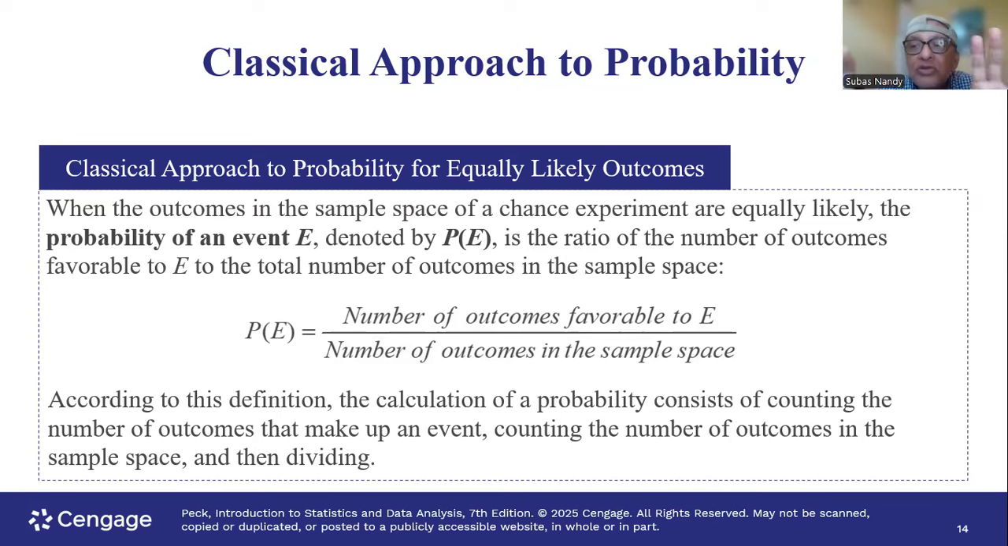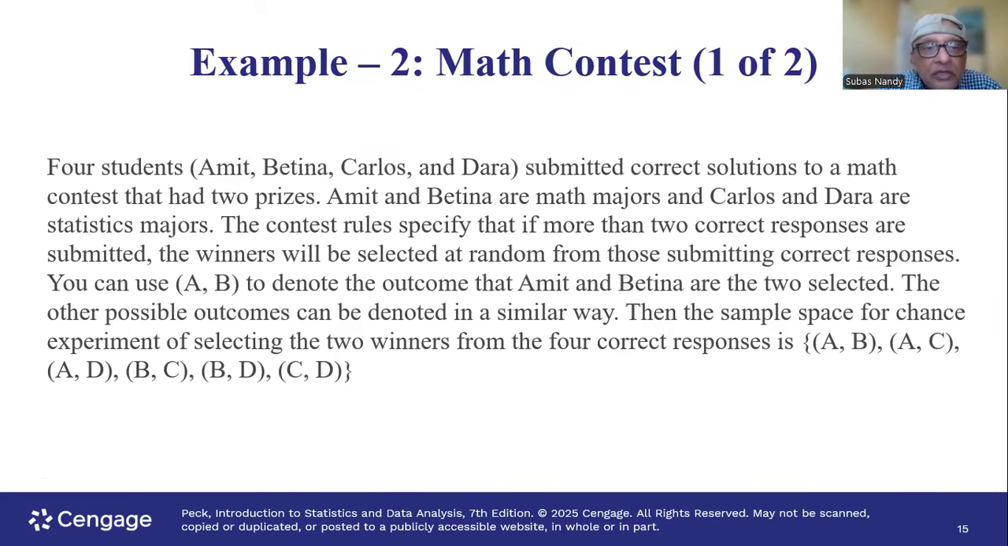So probability is usually expressed as a decimal, 0.5, or as a percentage. In case of the probability of head in the long run, 0.5 or 50%. According to this definition, calculation of probability consists of counting the number of outcomes that make up an event, counting the number of outcomes in the sample space, and then dividing. Or in simple way, one face containing a head, 1 goes in the numerator, divided by the total number of faces in a coin, 1 out of 2, or 0.5, 50%.